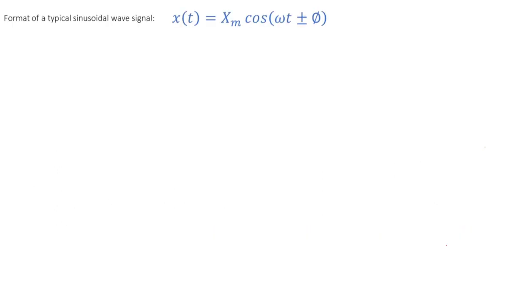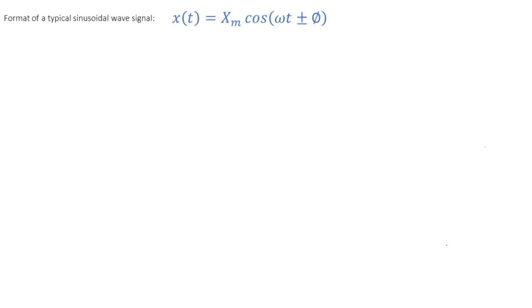The format of a sinusoidal wave signal looks like this: x of t equals Xm cosine or sine of omega t plus or minus phi. Xm is the peak value of the signal. Omega is the fundamental frequency. It shows how fast the signal is oscillating. And phi is the phase shift.